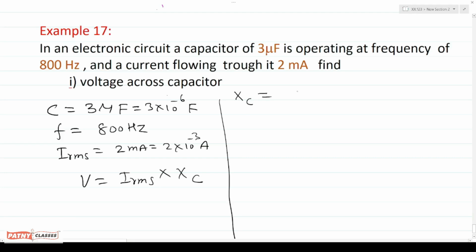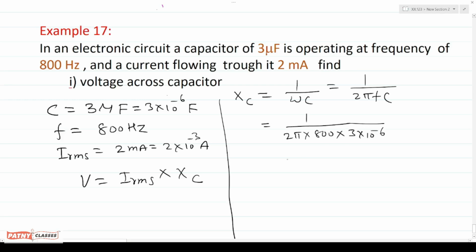XC is nothing but given by 1 upon omega C, that is equal to 1 upon 2 pi FC. So that is equal to 1 upon 2 pi, F value 800 and C value 3 into 10 raised to minus 6. On simplification, it gives 66.34 ohms. So capacitive reactance is equal to 66.34 ohms.